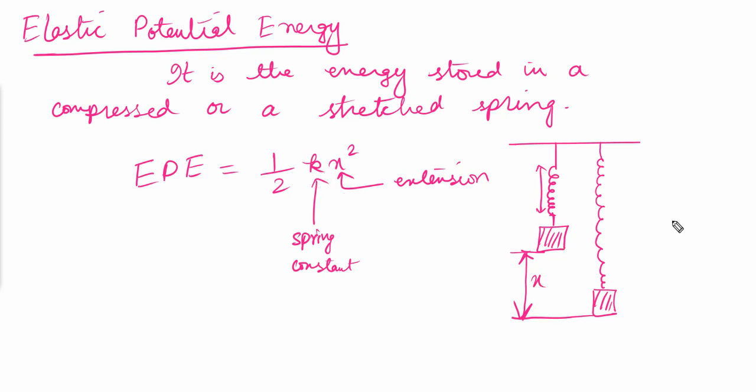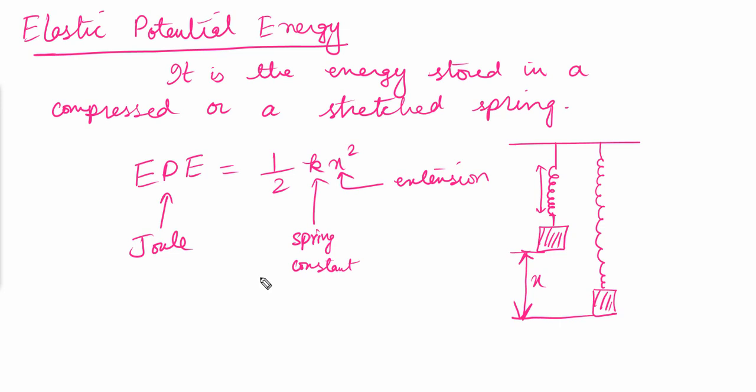And k is the spring constant that depends on the quality of the spring, the stiffness of the spring. If the spring is stiff, the value of k will be higher. If the spring is less stiff, the value of k will be lower. Alright, so the elastic potential energy will become equal to half kx squared, and the unit of elastic potential energy will be the same, that will be joule.